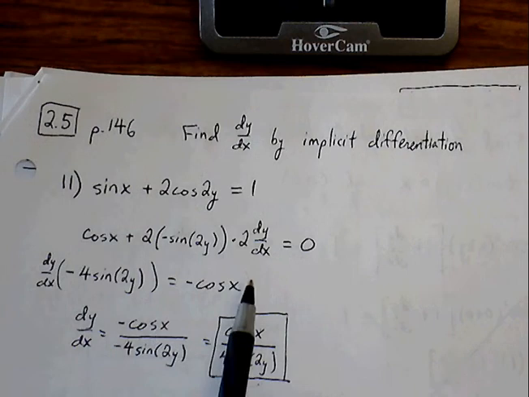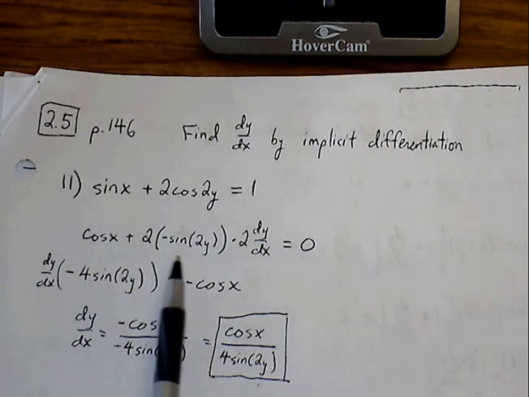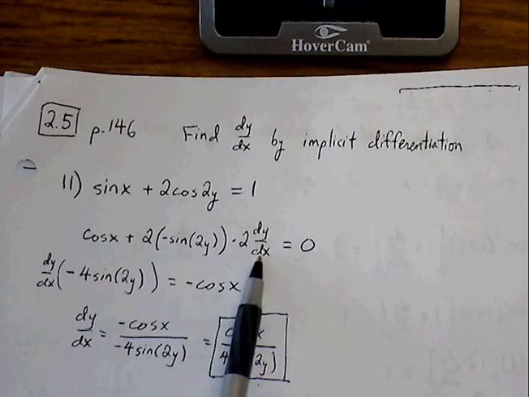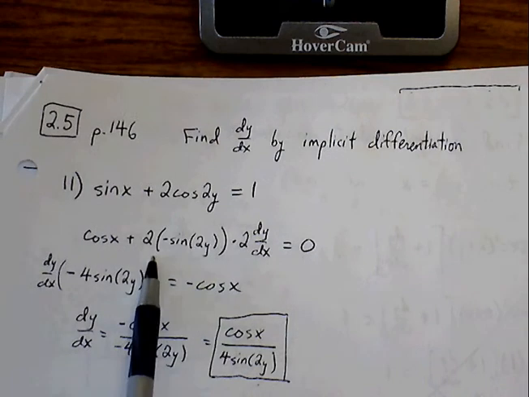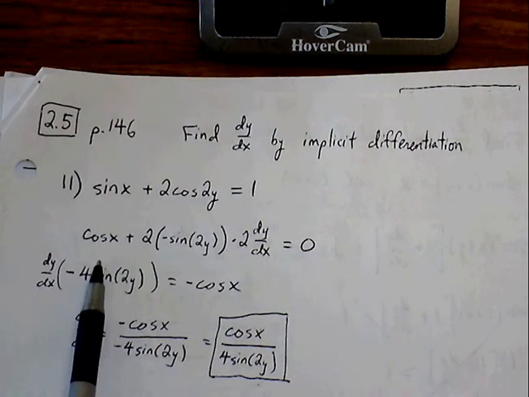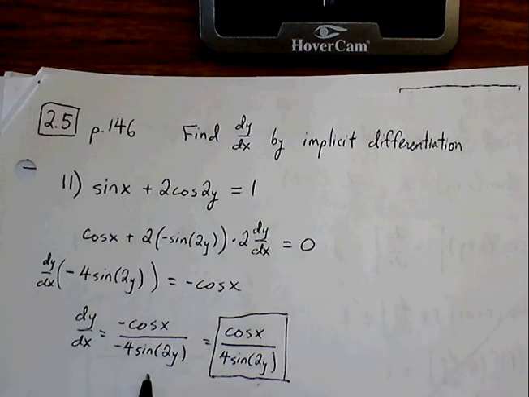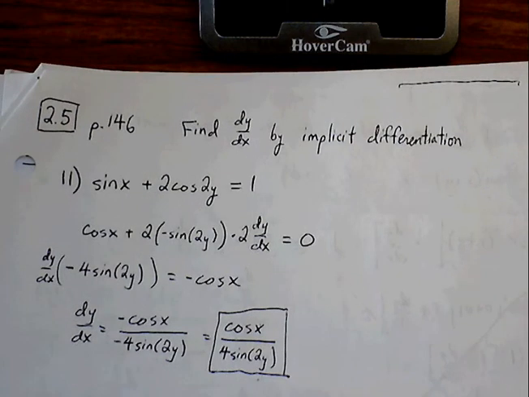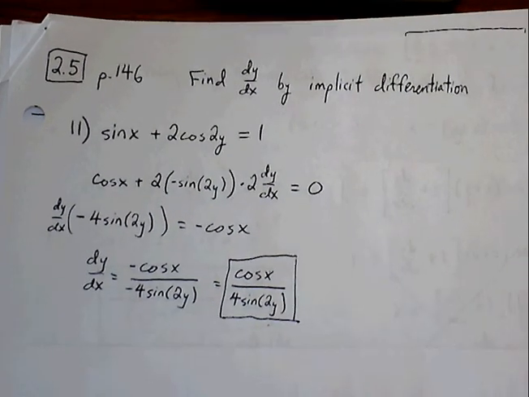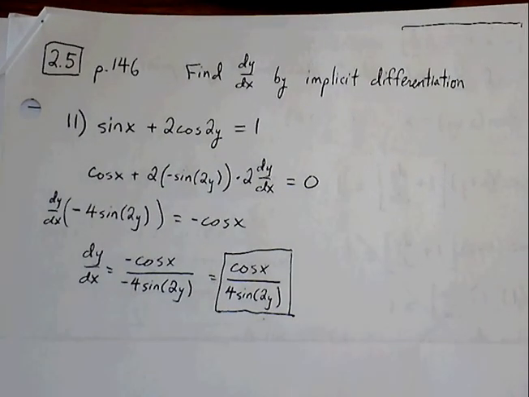So now we take steps to get the dy dx. All this is with my dy dx term. So I'm going to leave that on my left side, move the cosine over to the right side, divide both sides by negative 4 sine of 2y, and the 2 negatives cancel out, so I'm left with cosine of x divided by 4 sine of 2y.